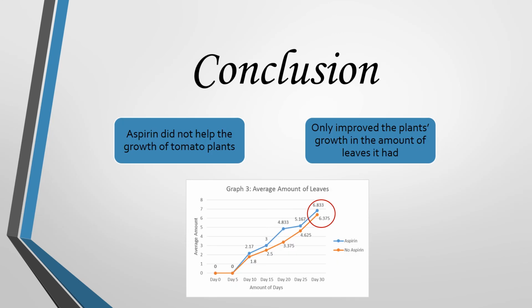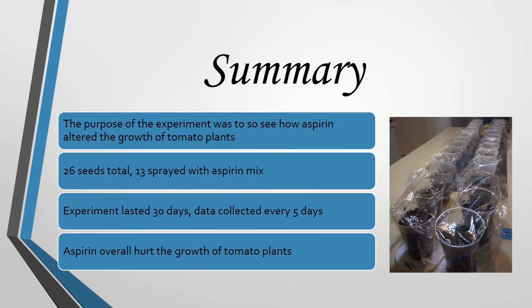The conclusion was that aspirin did not help the growth of the tomato plants, as it only improved the amount of leaves it had. Overall, the purpose was to see the effects of aspirin on tomato plants, with 26 seeds being used, half of them being sprayed with aspirin. The experiment lasted 30 days and it was concluded that aspirin stunted the growth of the plants.